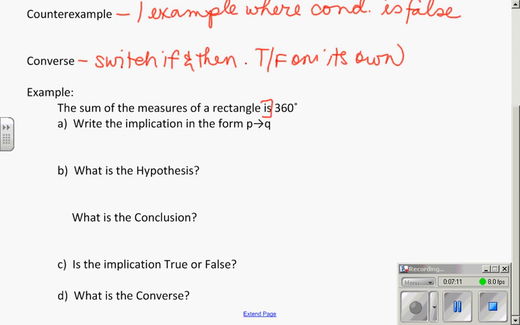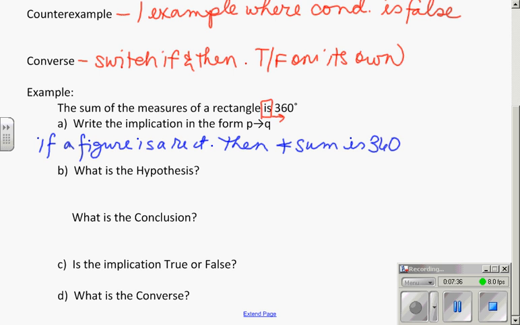Now, example, the sum of the measures of a rectangle is 360. Whatever follows the verb becomes the then part in your original statement. And sometimes you have to insert kind of a placeholder noun to make your if-then statement sound good. So we would say if a figure is a rectangle, then the angle sum is 360. Now, we decide what is the hypothesis. That is that the figure is a rectangle. The conclusion, the sum equals 360.